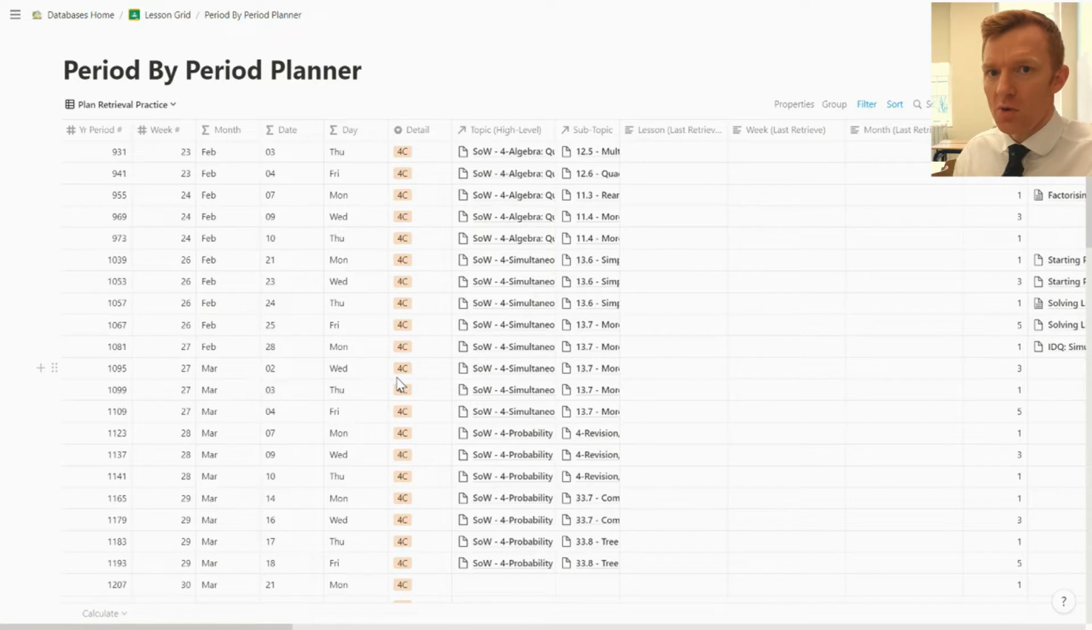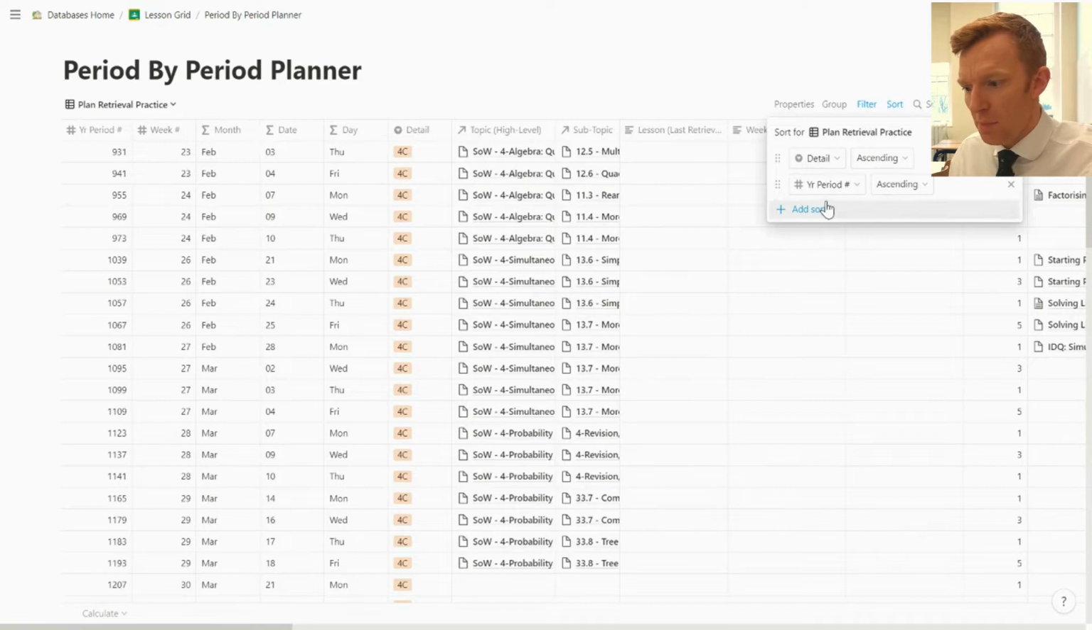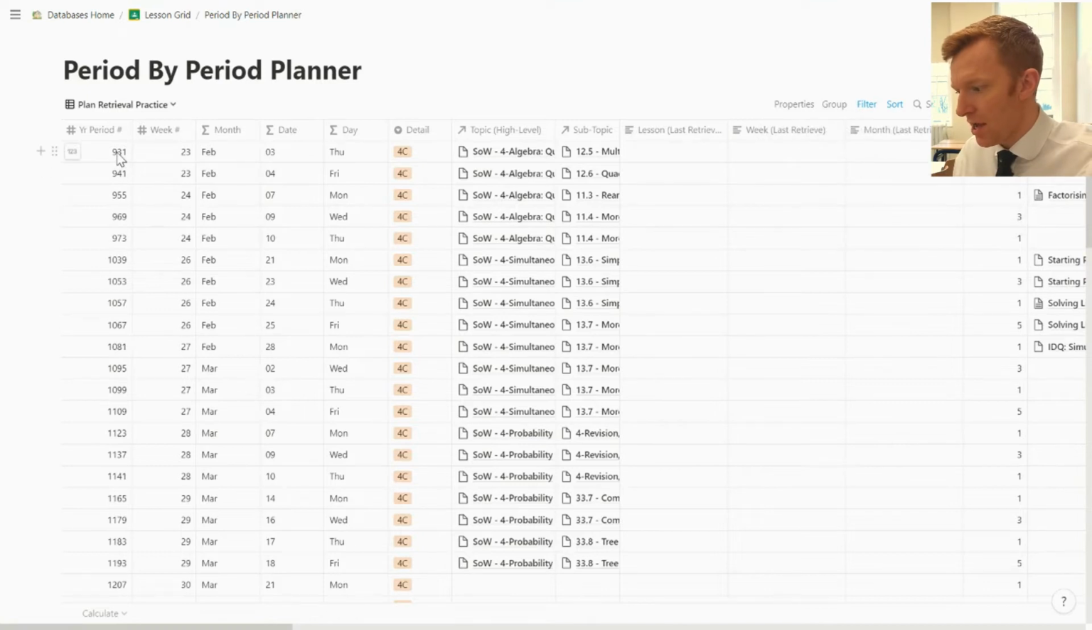Retrieval practice, one of the core fundamentals of great teaching, and Notion can very much facilitate that for us. So how do we do that then? Okay, so in this view, I have sorted by my year group or year period. Which period in the year are we in? So these year periods, every single period in the school year has a different number. These are in ascending order for this particular class. For the class 4C, these year periods are now in ascending order.